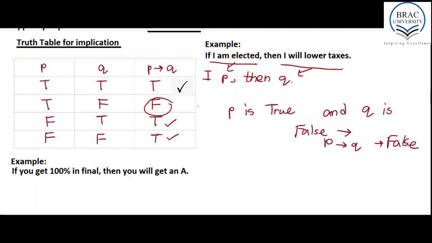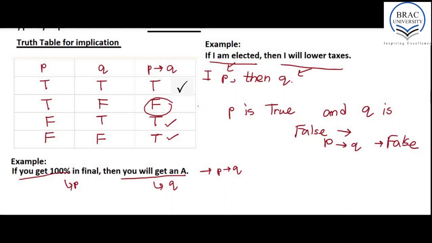So let's move to the other example here. If you get 100% in final, then you will get an A. Now, you get 100% in final, this is P. Then you will get an A, this is Q. So this is P implies Q. P implies Q will be false if you get 100% in final, but then you do not get an A, and you really expect to get an A if you get 100% in final.